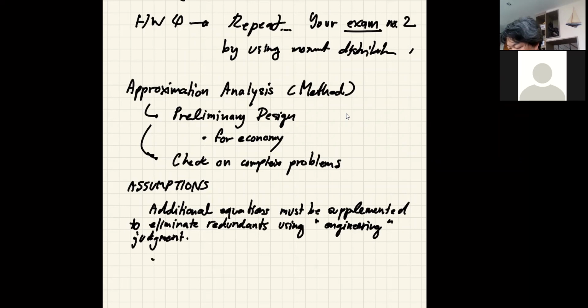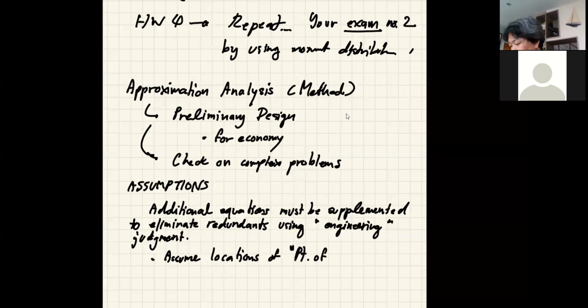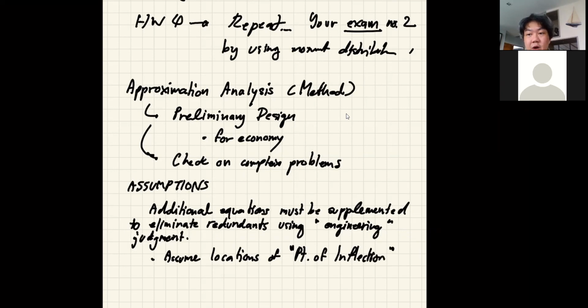So what we do is we are going to assume locations of, can you guess, the point of inflection, because I always mention that the point of inflection is the point where the curvature of the moment changes from negative to positive or vice versa. So before the moment changes value from negative to positive or vice versa, it has to become zero first.